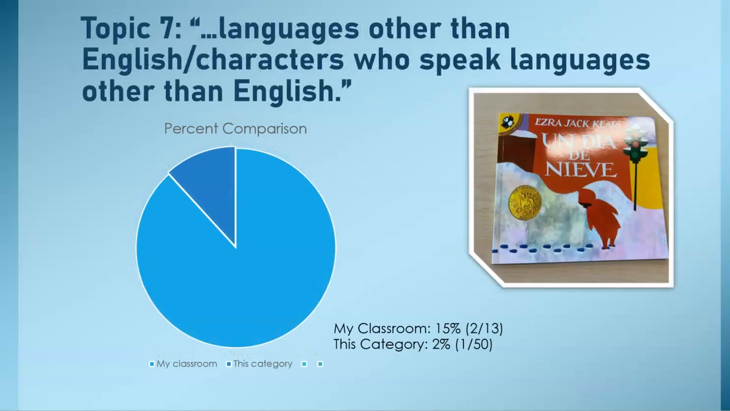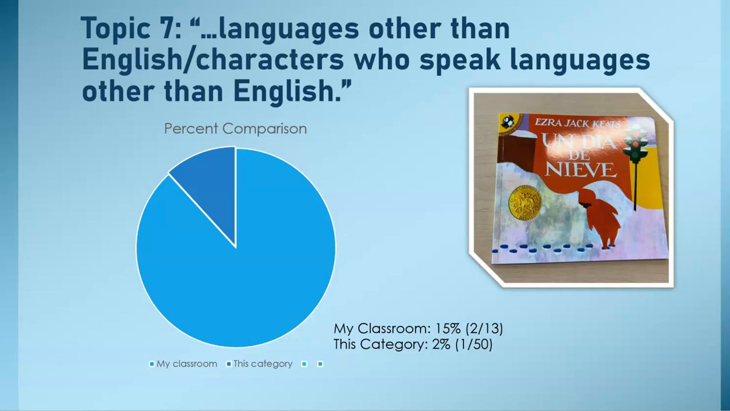On this slide, the last topic I would like to evaluate is represented: languages other than English, characters who speak languages other than English. There are 2 families inside my classroom, 15%, that speak another language besides English. I only have one book, 2% of the total I looked at, that is of different language. This book does not create a mirror for my students because it is of a language these students don't speak.